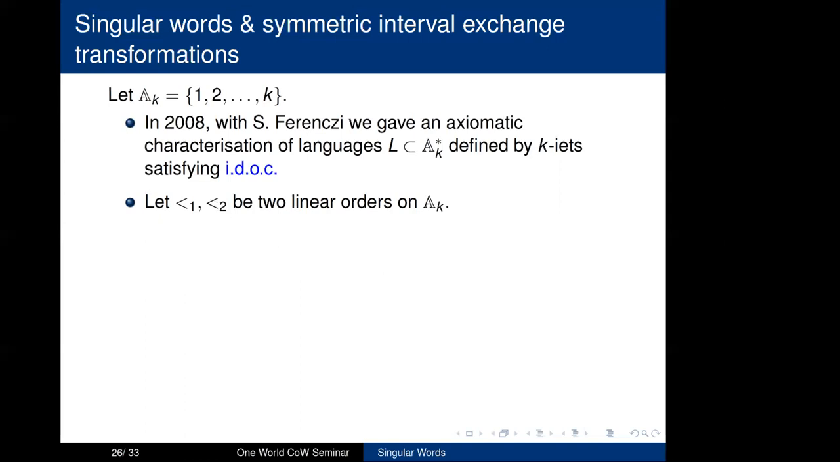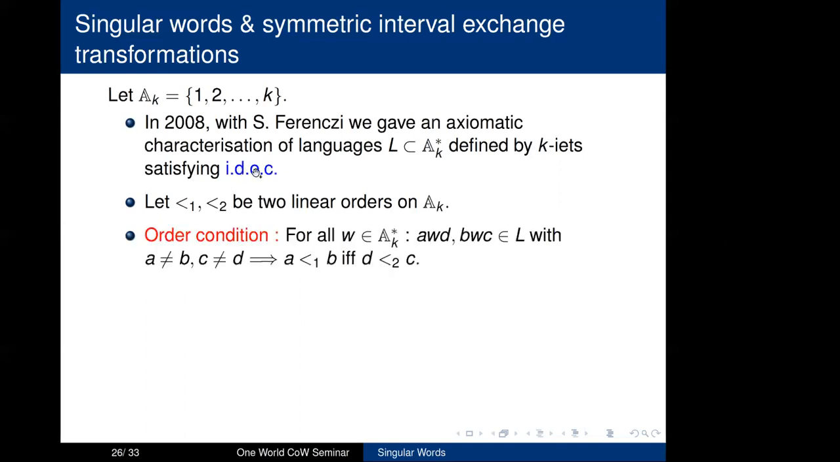Okay, so we had a series of conditions. A lot of them were actually addressing the IDOC property, but the fundamental property, the one that really counts, if you remove all the buzzwords and minimality and everything else, is what we call the order condition. It says that for every word W, if AWD and BWC are in your language, with A different from B and C different from D, then A is less than B relative to the first order if and only if D is less than C relative to the second order, okay?